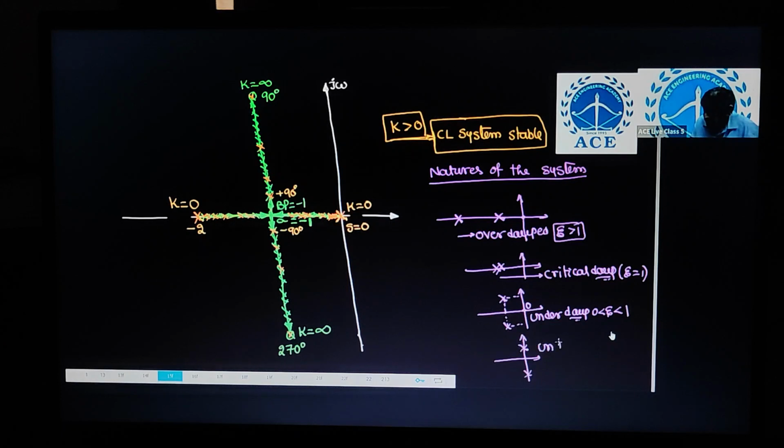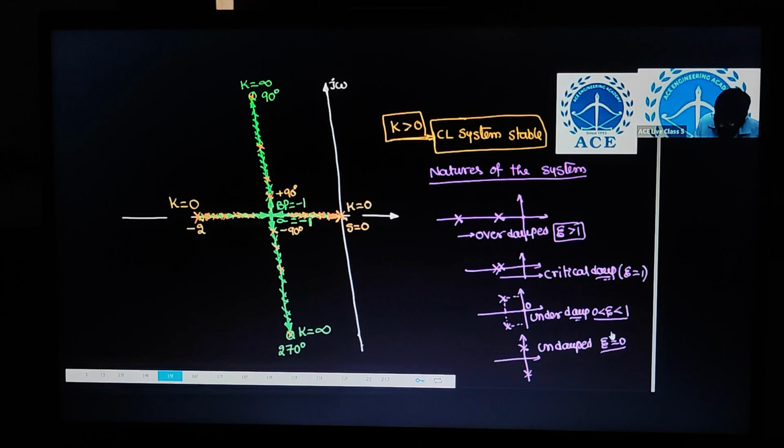Whenever the poles lie on the imaginary axis, then we can say undamped, theta equal to 0. I already discussed all these things in time domain analysis. Yes or no? Now tell, what are the different natures this system is having? When k is slightly greater than 0, two poles on the negative real axis at different locations, what is the nature? Overdamped.